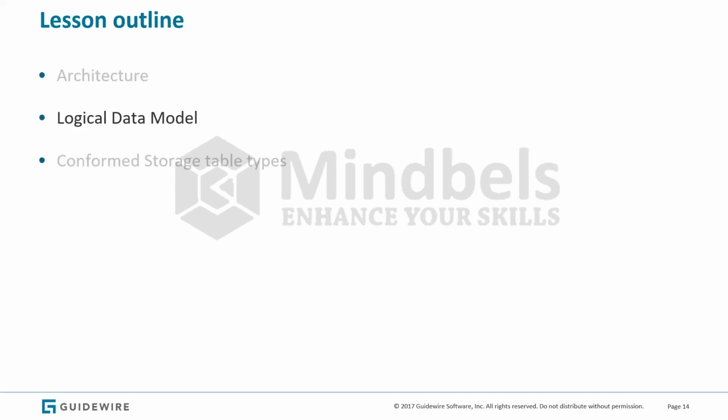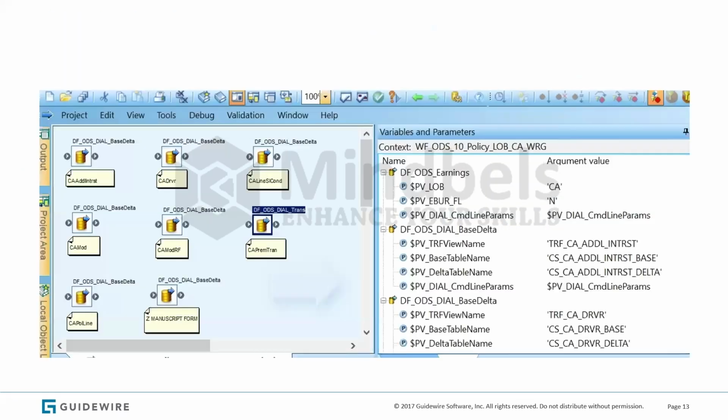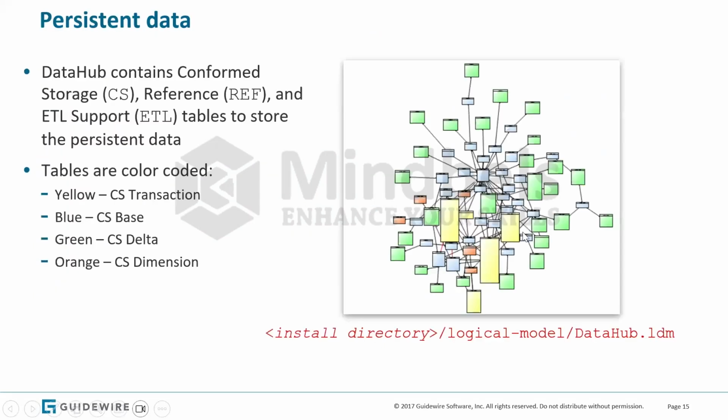Okay, then we come to the logical data model. So the data hub contains conformed storage tables, the CS tables that we saw over here, base and delta, right? Yeah, conformed storage tables. And we have reference tables, which start from REF underscore, and we have ETL tables which start from ETL underscore. What are the REF and the ETL tables for? ETL tables are for ETL purposes only. They hold the data for the entities, for the list of entities.